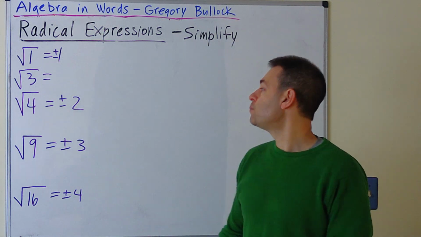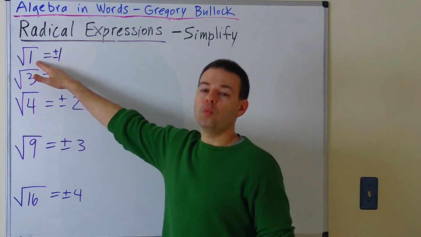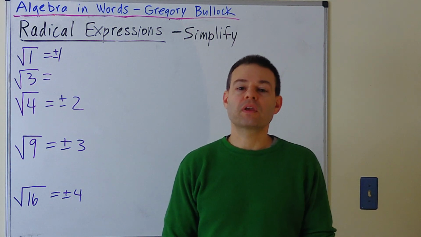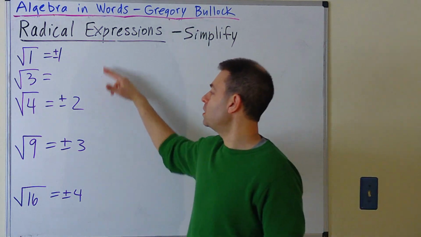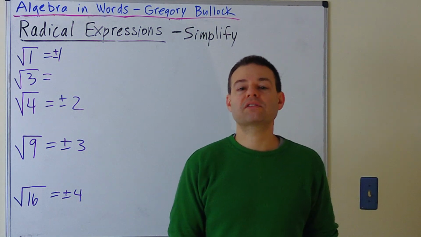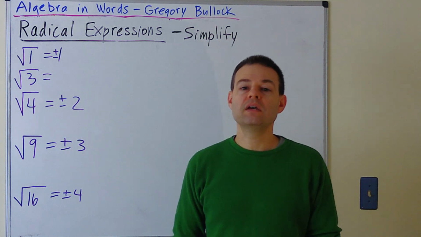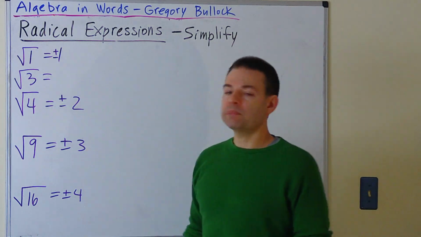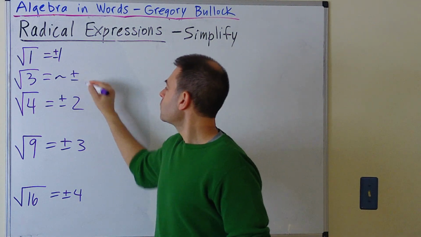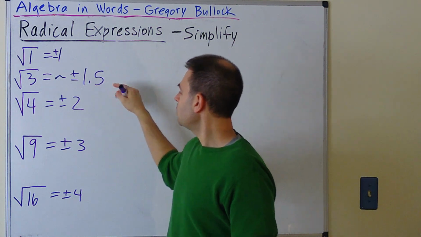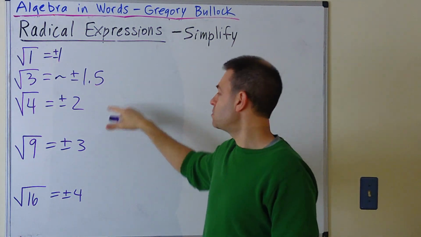So basically, since 3 would fit between the perfect squares 1 and 4, its solution would also fall between the solutions of the square root of 1 and the square root of 4. So if you were asked to estimate the square root of 3, since it falls between 1 and 4, then its answer would be something like plus or minus 1.5, because 1.5 is between 1 and 2.